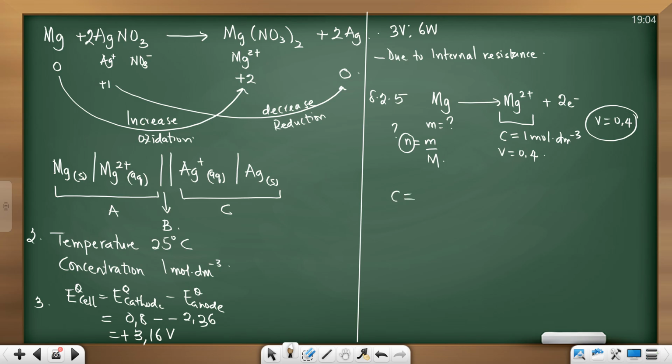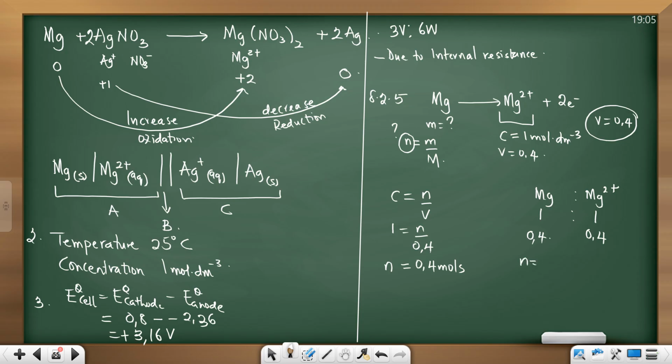So, do you see what I did? I wrote everything I have down to then see. N over V. So, what is my C? 1. N over 0,4. So, the number of moles is 0,4 moles. Now, do you notice that Mg to Mg2+ is the same number of moles? 1:1. Make sense? Lovely. So if this is 0,4, this would also be 0,4.